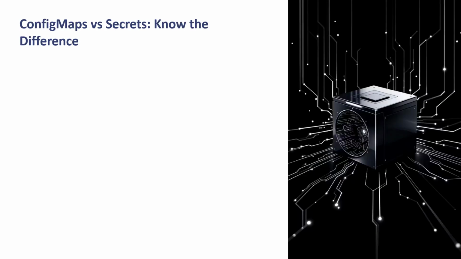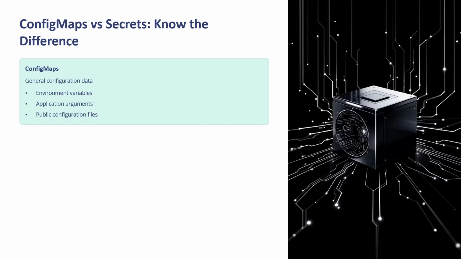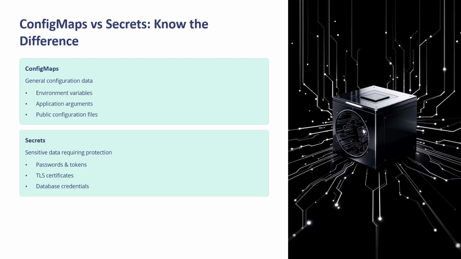Let's understand the difference between config maps and secrets. Config maps are for general configuration, things like environment variables, application arguments and public configuration files. On the other hand, secrets are sensitive data which requires protection. That is your passwords, tokens, TLS certificates or database credentials. Now we have understood what secrets are and the difference between config maps and secrets. Now let's jump onto the demo where we are going to create a secret using the CLI command and then use it in the pod manifest file.